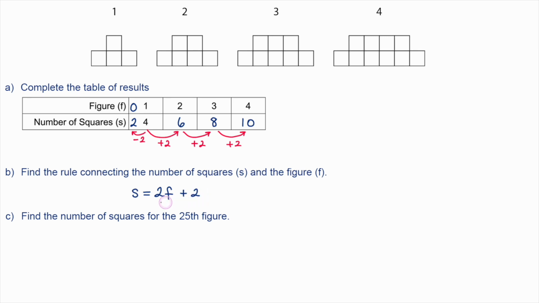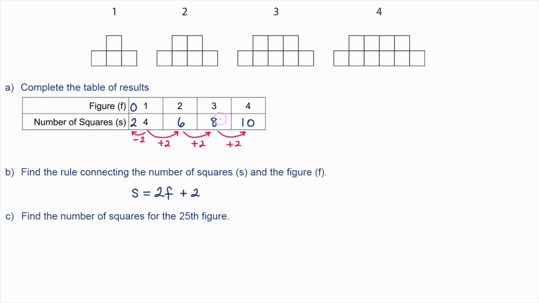Now what I like to do is just check this result by substituting in a value for F and seeing if I get the corresponding value for S in the table. So for example, let's choose the number 3 for F. So if we substitute 3 in here, we'd have 2 multiplied by 3, which is 6. 6 plus 2 is 8. And we can see here in the table of results, we do indeed have 8 for S.